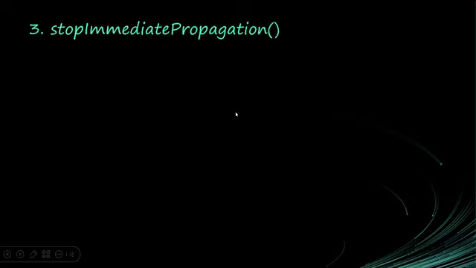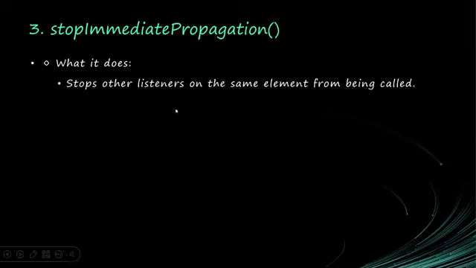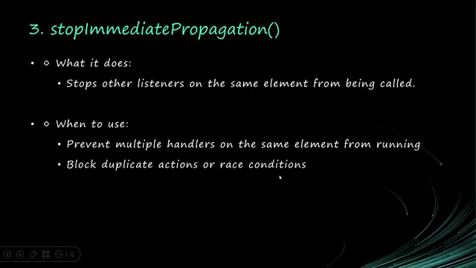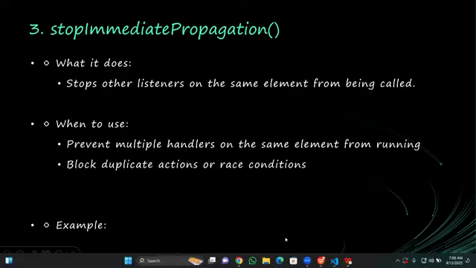There's also something we call stopImmediatePropagation. You will call this function when you have a lot of other listeners on the same element. So when do you use it? You prevent multiple handlers on the same element from running. It will block duplicate actions or race conditions. Now let me show you something.